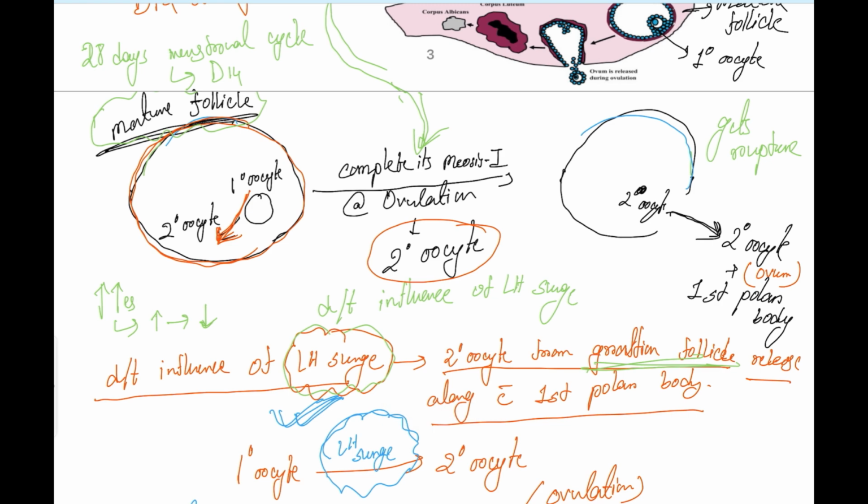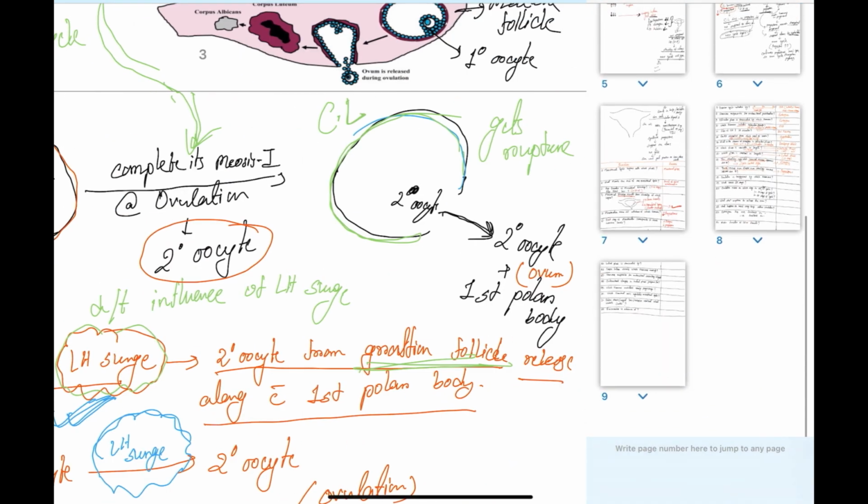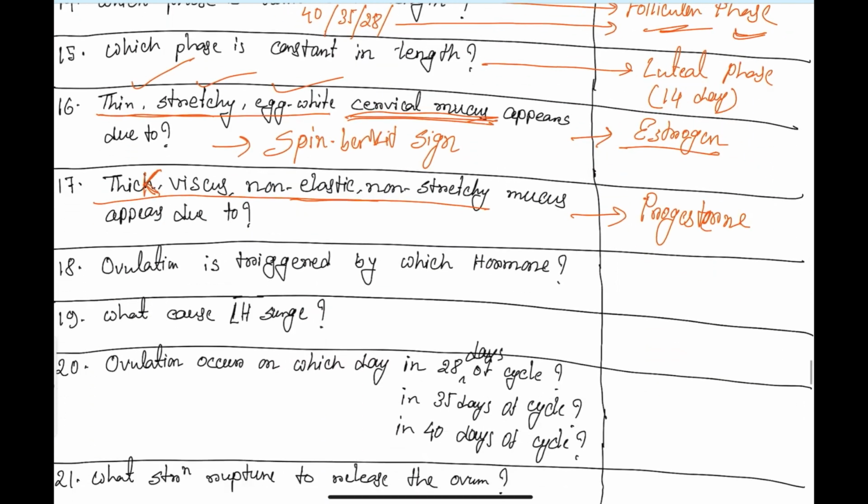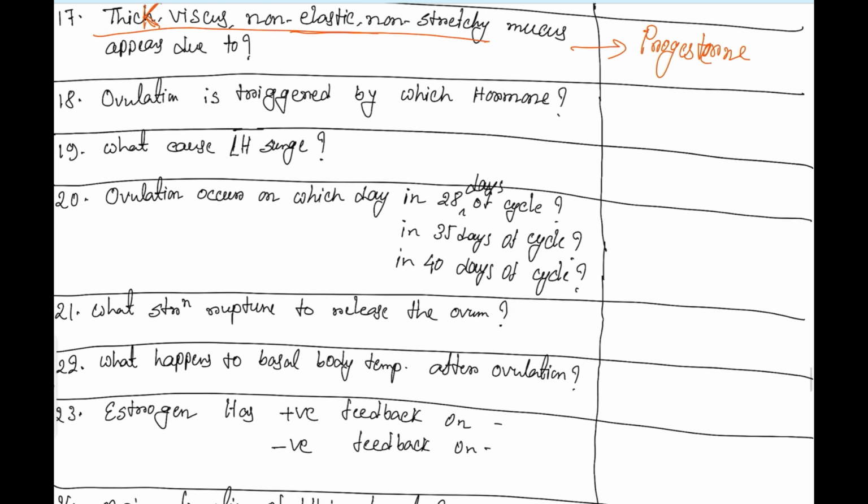And once ovulation occurs, the remaining portion of the graafian follicle, we call it the corpus luteum, right? So the main functions of LH in the female body are ovulation and corpus luteum formation. That's it. So what things you need to remember, we will enlist it here. If I ask you ovulation is triggered by which hormone, what will be your answer? Your answer will be LH surge or high level of LH. If I ask you what is the cause of LH surge, what will you answer?